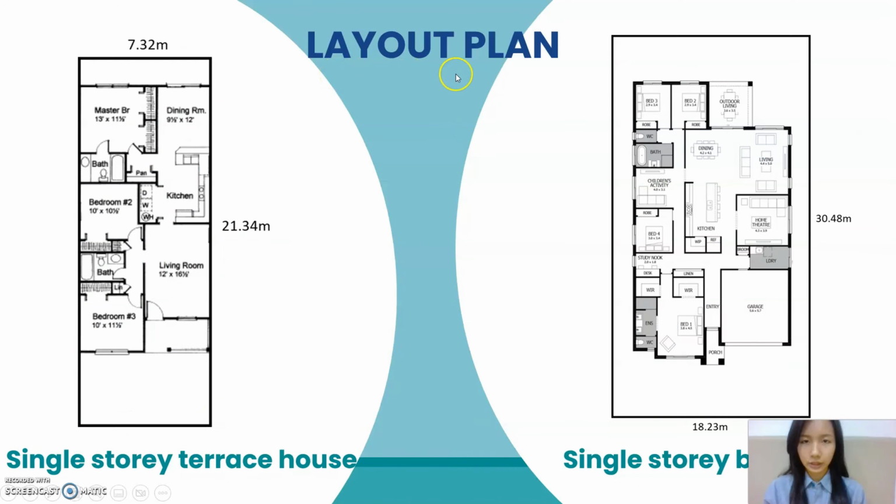So this is the layout plan for the single-story terrace house, which is 7.32 meters in width and 21.34 meters in length. This is the single-story bungalow with 18.23 meters in width and 30.48 meters in length. This is all about the introduction.